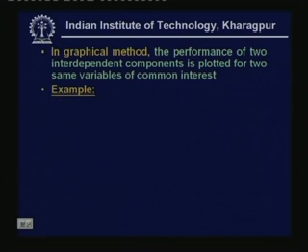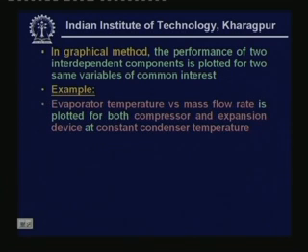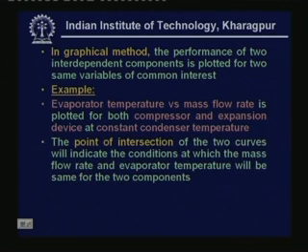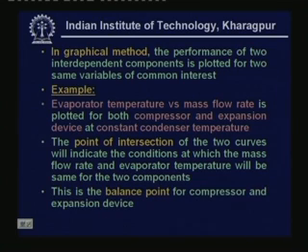Let me give an example. In fact, we have used this while discussing expansion devices. I am going to give the same example. The evaporator temperature versus mass flow rate is plotted for both compressor and expansion device at constant condenser temperature. The point of intersection of the two curves will indicate the conditions at which the mass flow rate and evaporator temperature will be same for the two components. This is the balance point for compressor and expansion device.